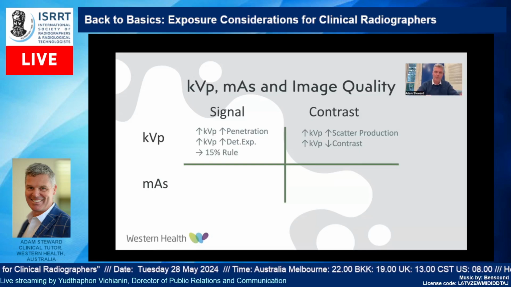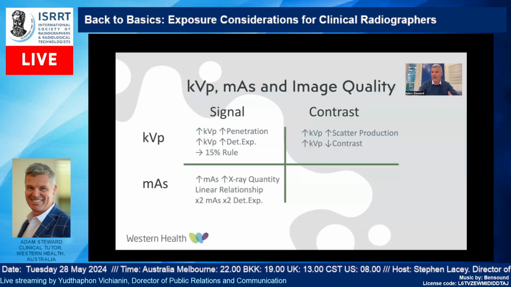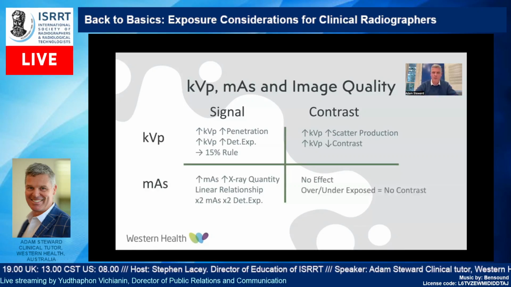If we increase the kVp by 15%, we'll increase the detector exposure or the signal by double, and vice versa for halving. The mAs still has a linear relationship. If we increase the mAs, we increase the number of X-rays we're producing, and it has a linear relationship. So if we double the mAs, we double the detector exposure or the signal. And if we halve the mAs, we do the opposite.